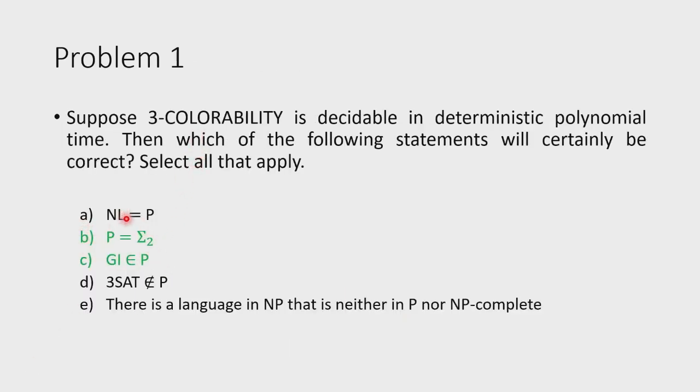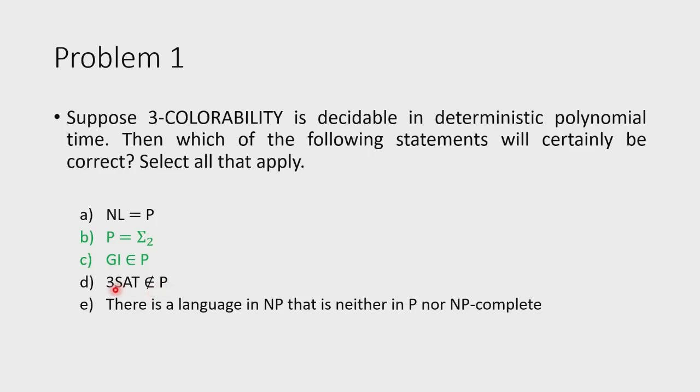Now let's look at the remaining 3 options. The first option is NL is equal to P. The question asks us which of the following statements will certainly be correct. As of now, according to our current understanding, we do not know whether P equals NP or P not equals NP would imply something for the NL versus P problem. So right now we cannot say that if P equals NP, then NL equals P. This statement may be true, it may not be true, but right now we cannot say anything about it.